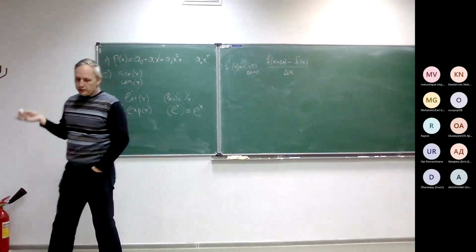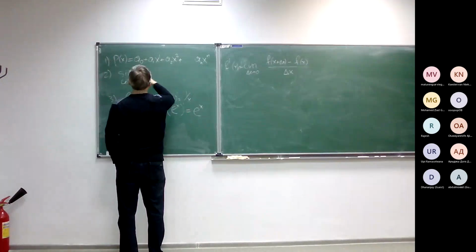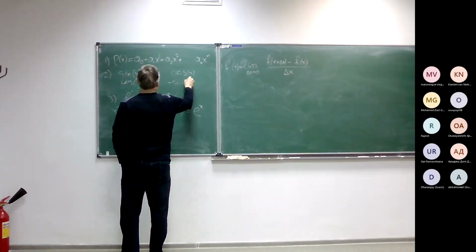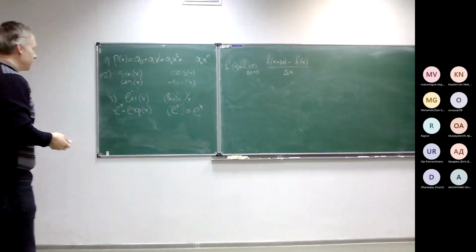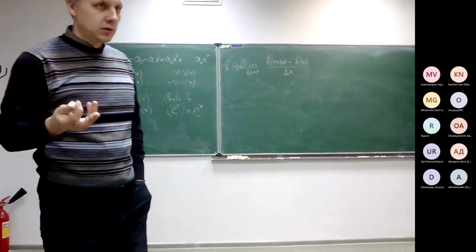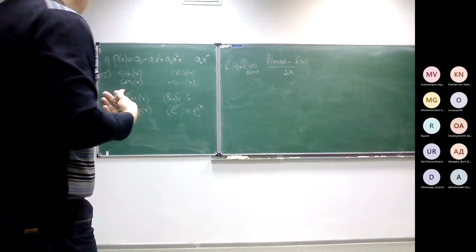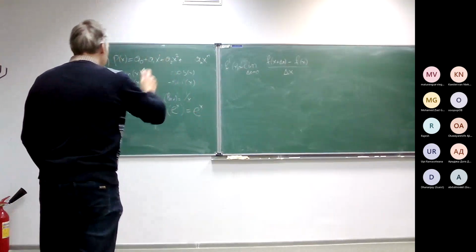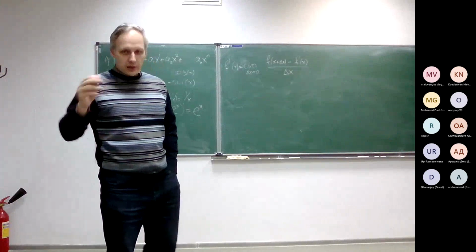The derivative of sine is cosine, and of cosine is minus sine. Sine x gives cosine x, cosine x gives minus sine x. And the derivative of a polynomial. If we have a polynomial of degree n, the derivative will be a polynomial of degree n minus 1.